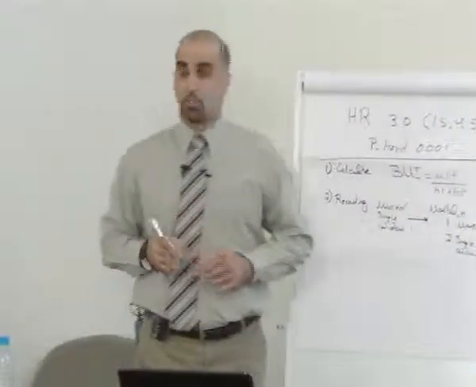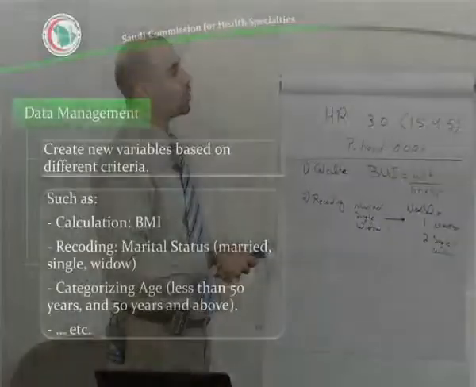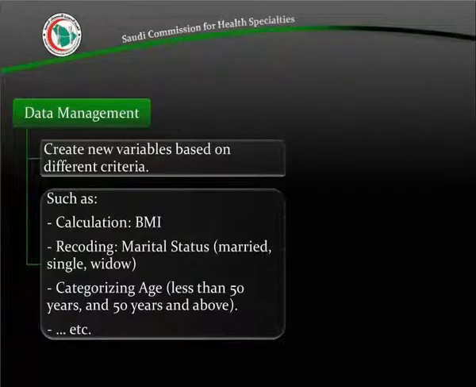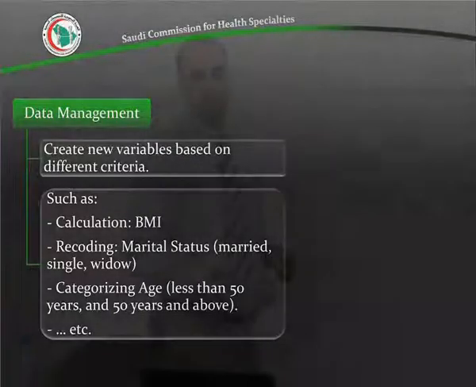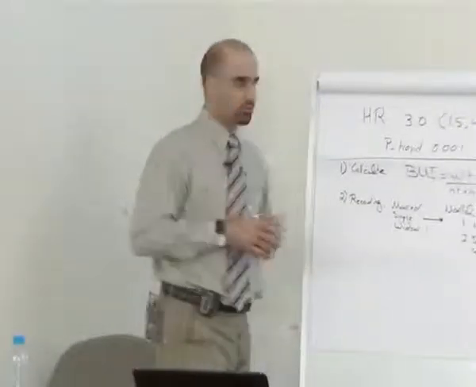Okay, is it clear? So basically, I am recoding. I have the coding for the marital status, but I'm changing the coding. I want to combine the single and the widow together and the married alone. Again, you might have so many different examples based on your objectives.